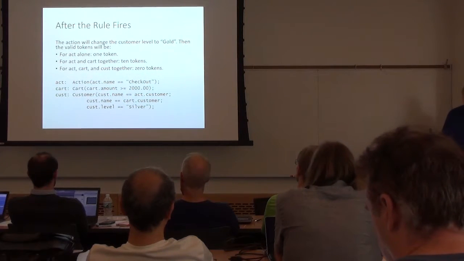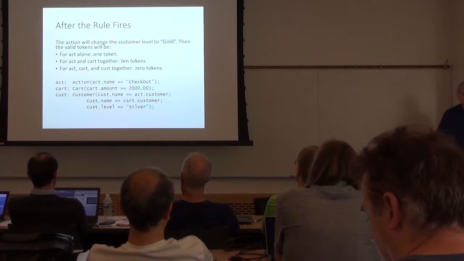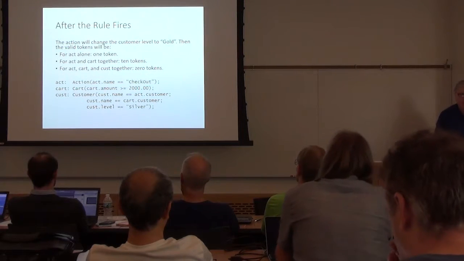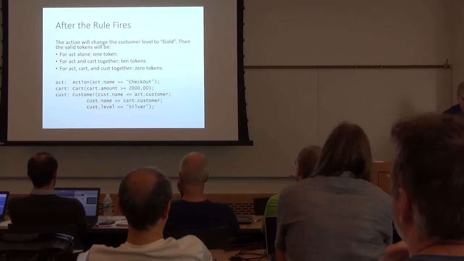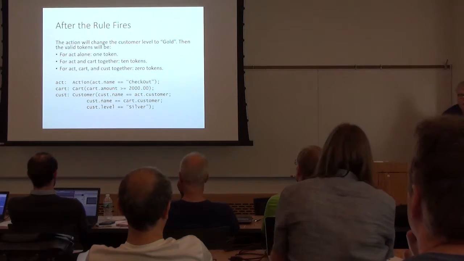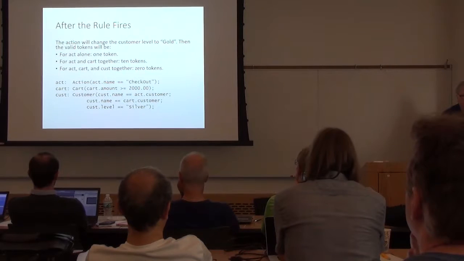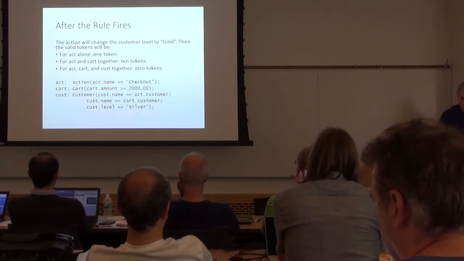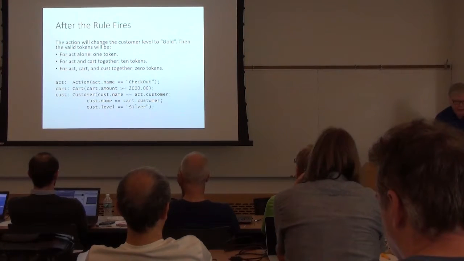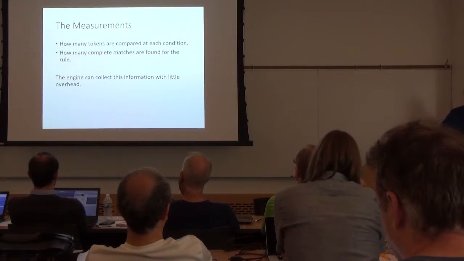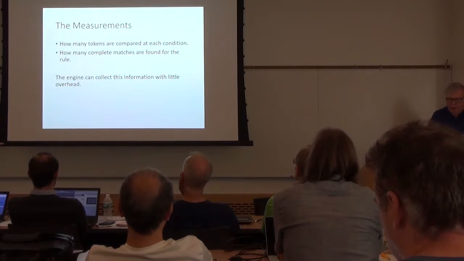Okay. Now, when the rule fires, the customer level is set to gold. The condition says it has to be a silver customer, so it no longer matches here. So for the action, we still have one token. For action and cart together, we have 10 tokens. And for all three of them together, we have zero. And that's really all we need to know about the rule.